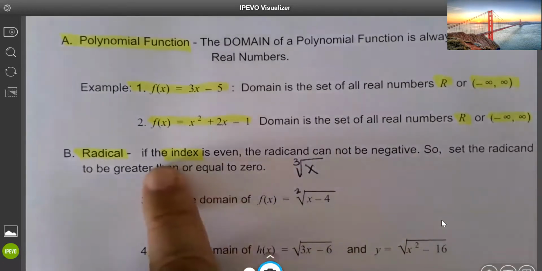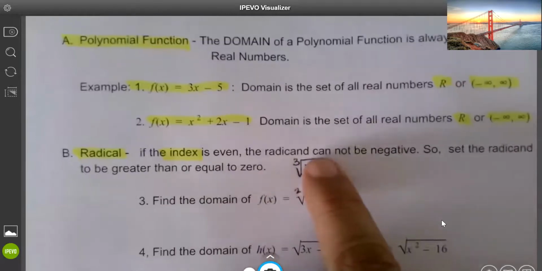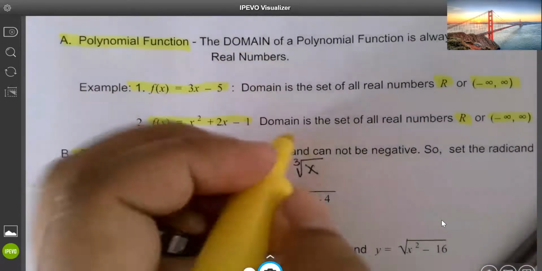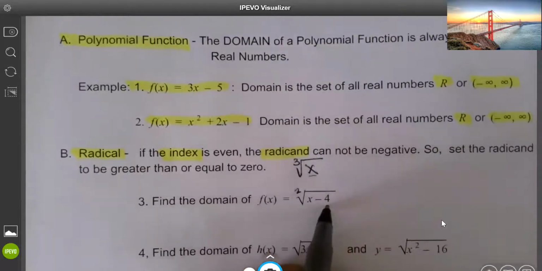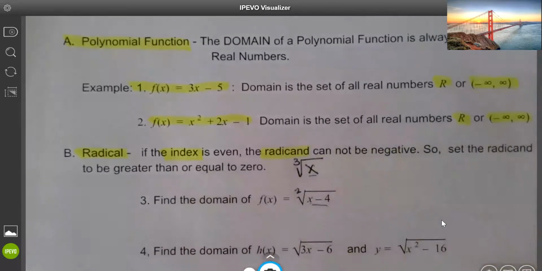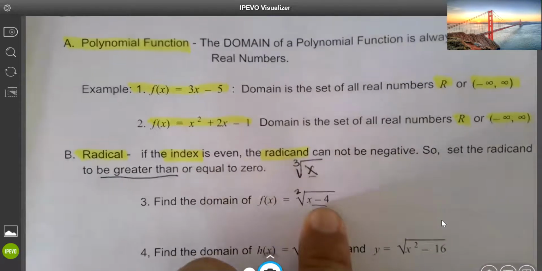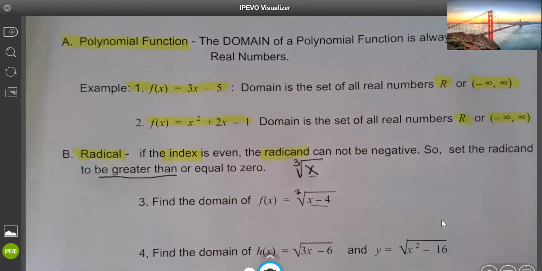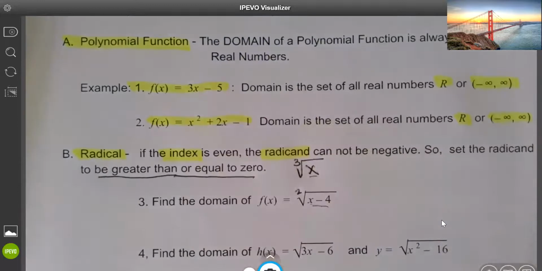So it says here, if the index is even, like 2, 4, 6, and so on, the radicand cannot be negative. Radicand is the number or variable inside the radical sign. This is your radicand, that is your radicand. They cannot be negative, so set the radicand to be greater than 0. But the radicand can be 0 also. It cannot be negative, can be 0 and positive. So in general, you set the radicand to be greater than or equal to 0.